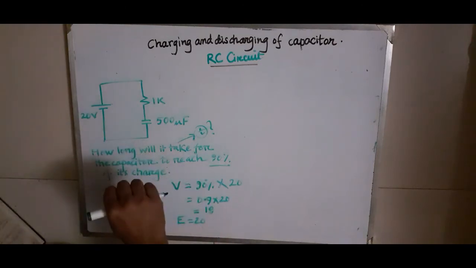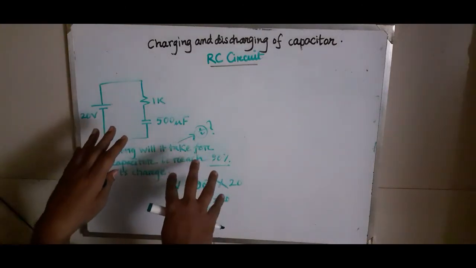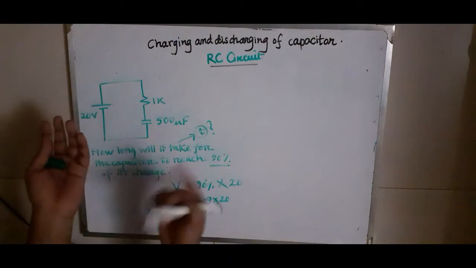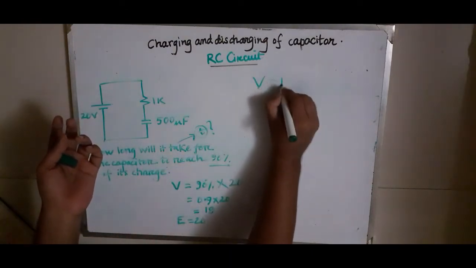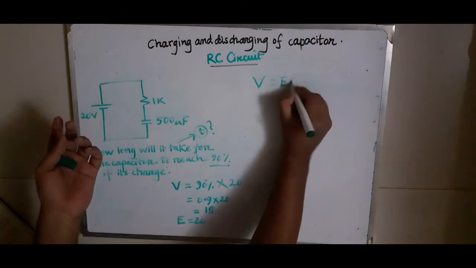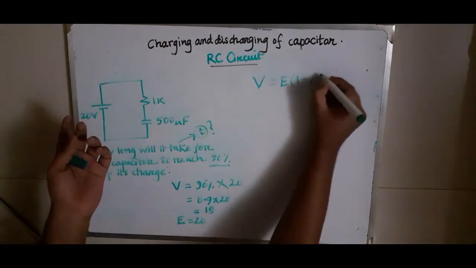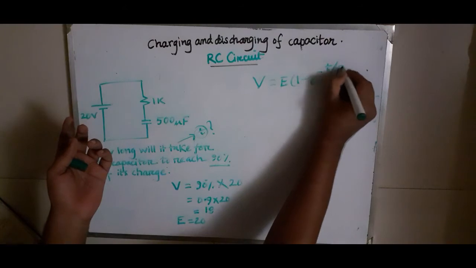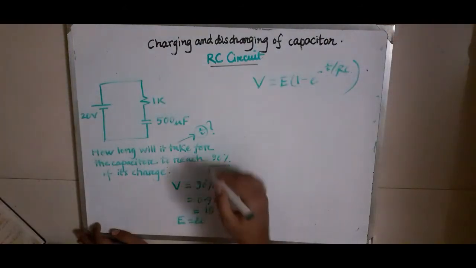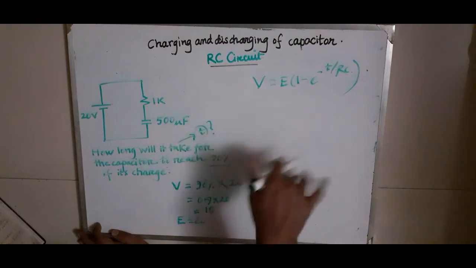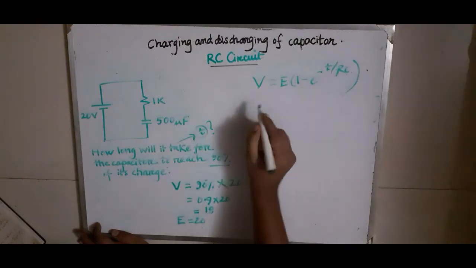In this case, charging is happening, right? And the charging characteristic of a capacitor is denoted with this equation: V equals E times (1 minus e to the power minus t by RC). This is the equation, right? What do we need to find out? We need to find out t. So what happens if we simplify this equation?